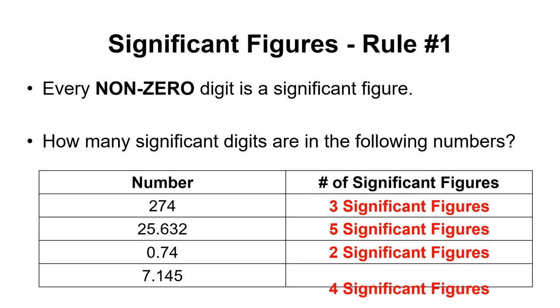7.145. 4 significant figures. We have 4 significant figures because all of those numbers are non-zero. So remember, every non-zero digit is a significant figure.